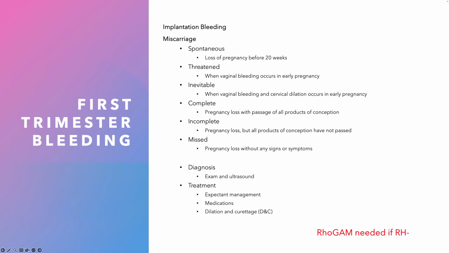These patients, if they're Rh negative, will need RhoGAM within 72 hours of the starting of bleeding. So as the nurse, you would be giving them the RhoGAM if they're Rh negative.